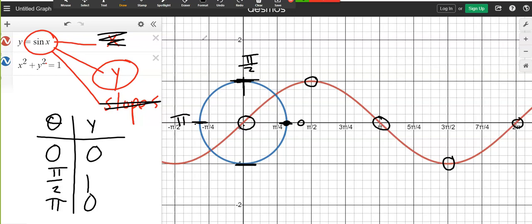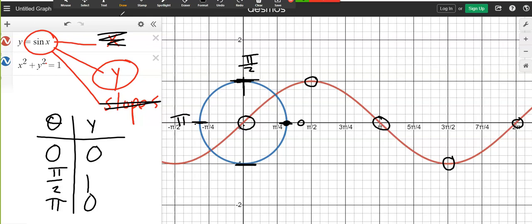This creates what's called a sine wave. As you go around the circle, marking the y values, and we can go around and around, that would create more and more waves. We can go in the negative direction, we can go in the positive direction, but we end up getting this shape called a sine wave.